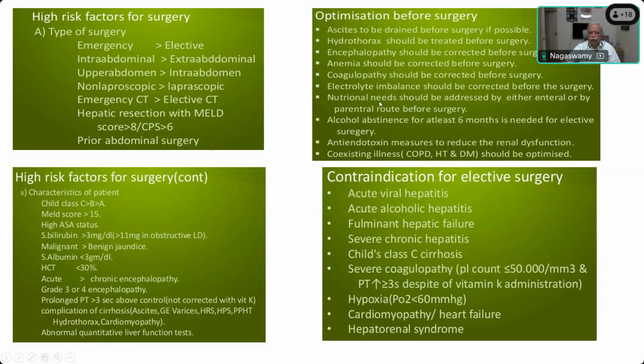Nutrition, of course, we won't have time to correct, but it should be addressed, and try to establish if there is a requirement for parenteral nutrition. And alcohol abstinence, at least for 6 months for elective surgery, is very important. Anti-endotoxin measures to reduce renal dysfunction, and coexisting illnesses like COPD, hypertension, diabetes should also be optimized.